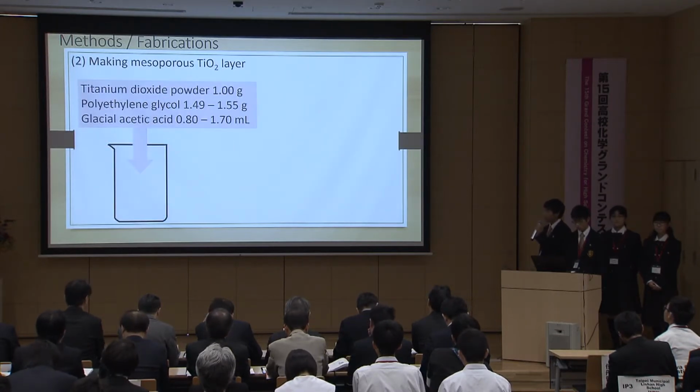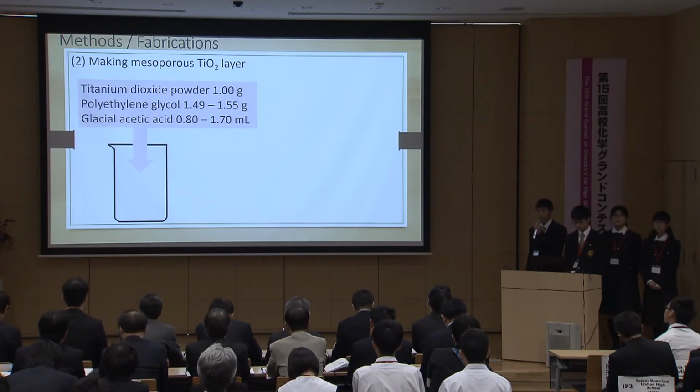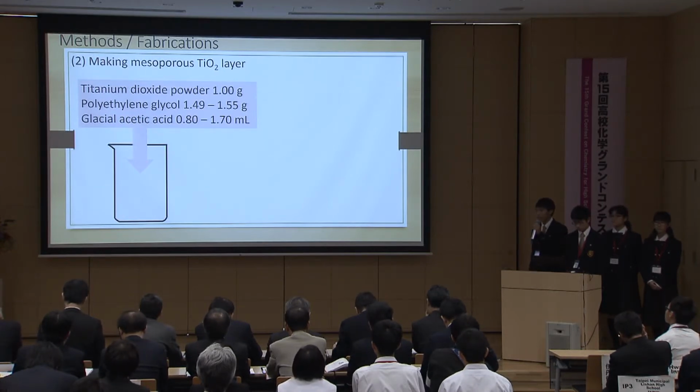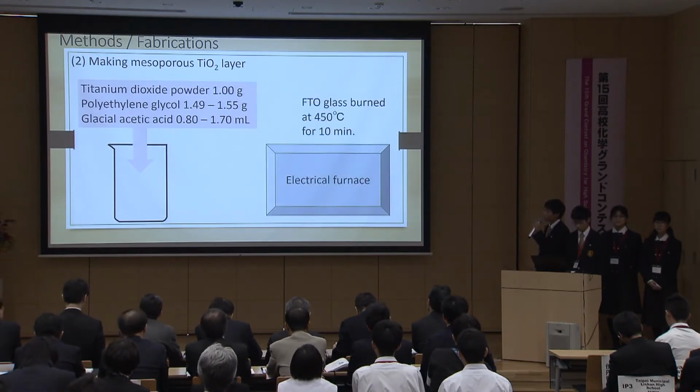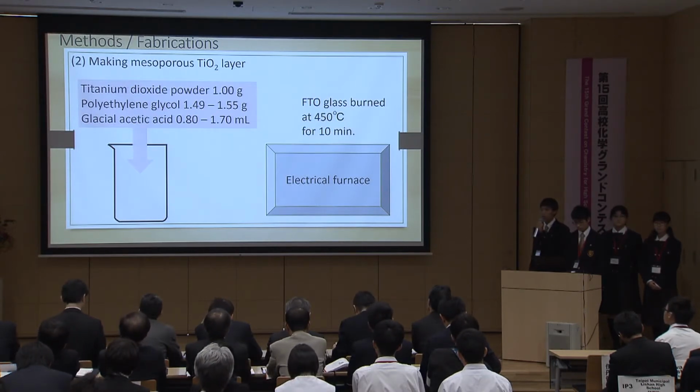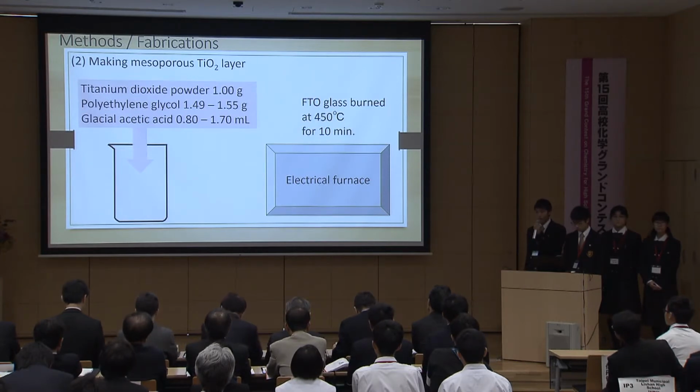Second, making porous TiO2 layer. The porous TiO2 layer is composed of few nanometer-sized particles. First, we mix titanium dioxide, polyethylene glycol, and glacial acetic acid. This mixture is called titanium paste. We apply the titanium paste on the glass by glass stick. After drying at 100 degrees Celsius on the hot plate, the TiO2 films were gradually heated to 450 degrees Celsius in the electric furnace, then brought back to room temperature gradually.